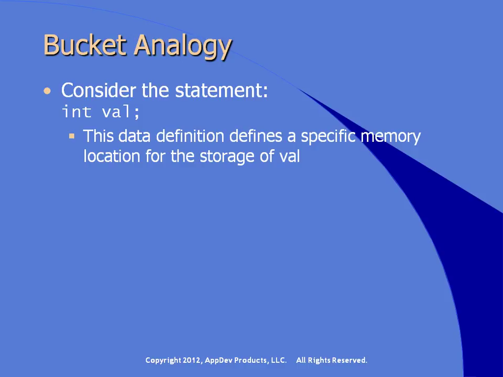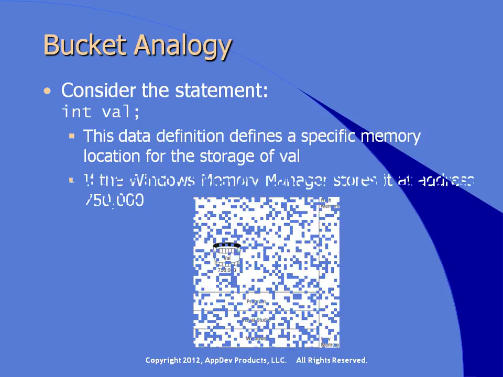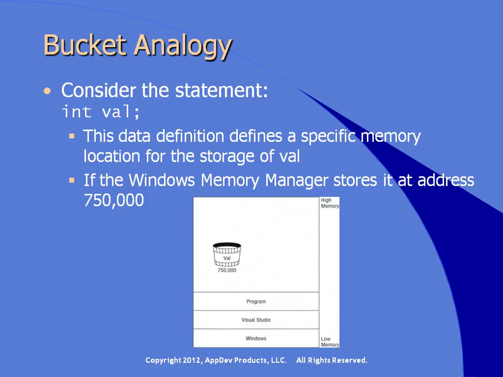This is going to give a specific memory location to the variable named val. In other words, the call to the Windows Memory Manager, or whatever operating system it happens to be running on, is going to pass back a memory address that gets filled in for the L value of that variable. If the Windows Memory Manager passes back a memory address of 750,000, we're creating a bucket at memory address 750,000. So the L value then becomes the home for that bucket.